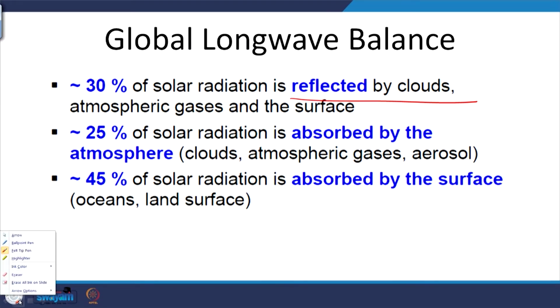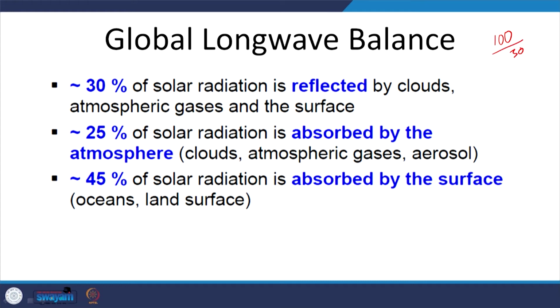So, what you see is 30% of the solar radiation is reflected by the clouds. We have already seen that clouds have a very high albedo and they reflect much of the radiation that falls on them. So, to put a number, 30% of the solar radiation is reflected by clouds, atmospheric gases and the surface. So, if you have 100 photons coming onto the earth, 30 of them are reflected by the clouds, by the gases and by the surface.